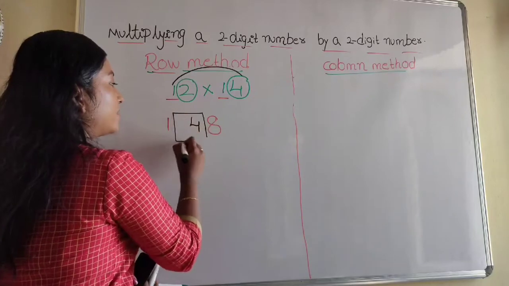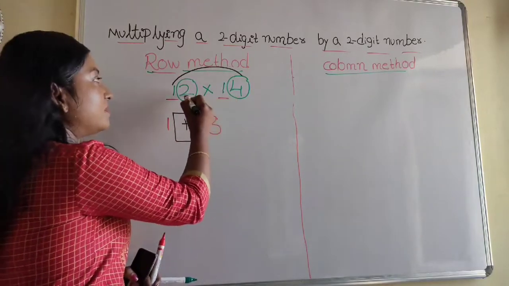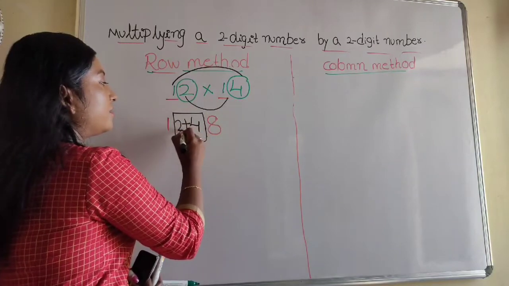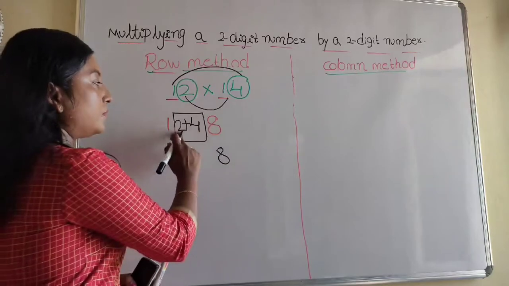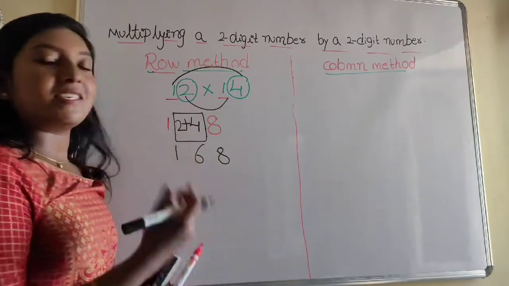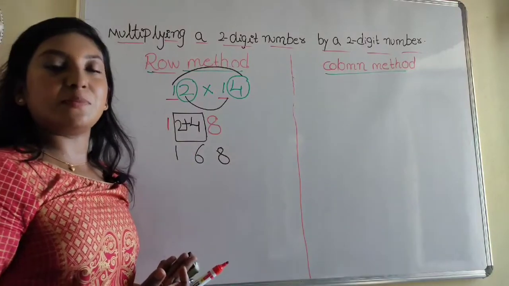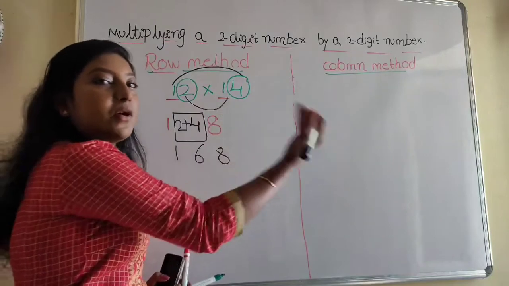So take a box, which will be easy for you. Next, the middle terms: 2 into 1 gives 2, and get this 8 down. 2 plus 4 gives 6, and 1. See how simple it is doing multiplication in this method. Now, let us see the same question in the column method.